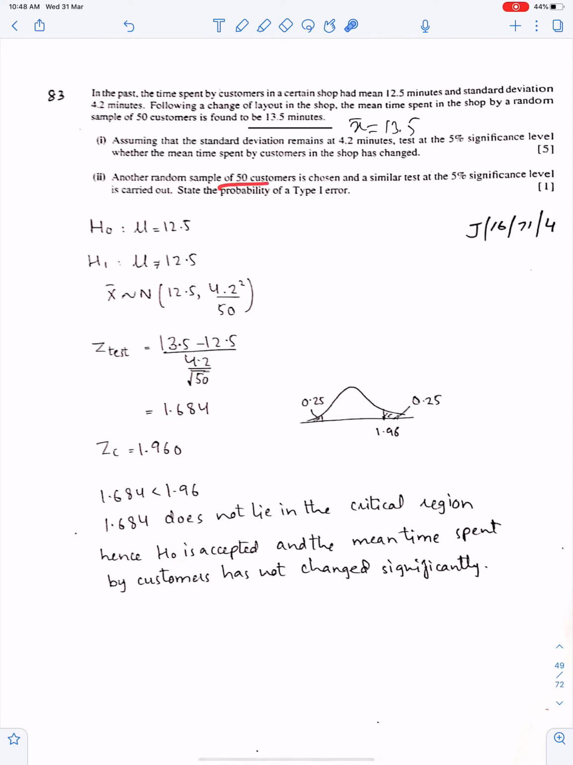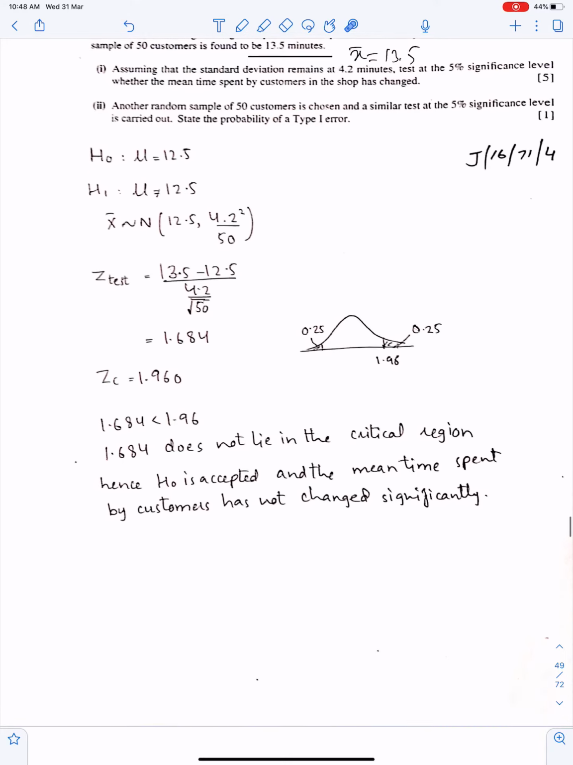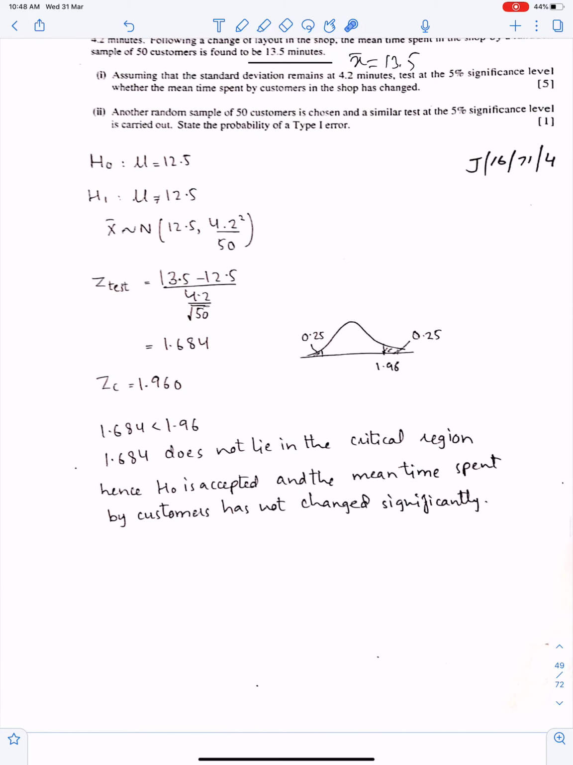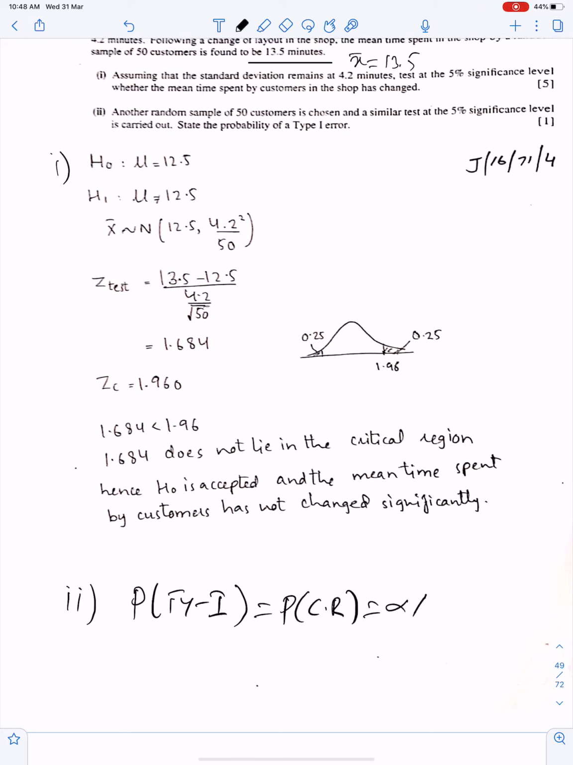Another sample, state the probability of type 1 error. This is so simple. In normal distribution, the probability of type 1 error is always the probability of critical region. This 5% is here.